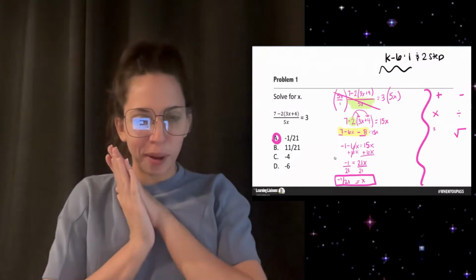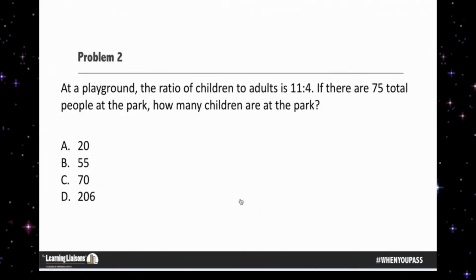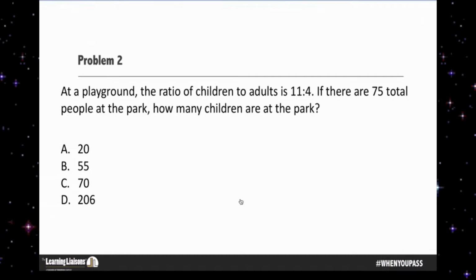All right, let's move on to problem number 2. At a playground, the ratio of children to adults is 11 to 4. If there are 75 total people at the park, how many children are at the park?